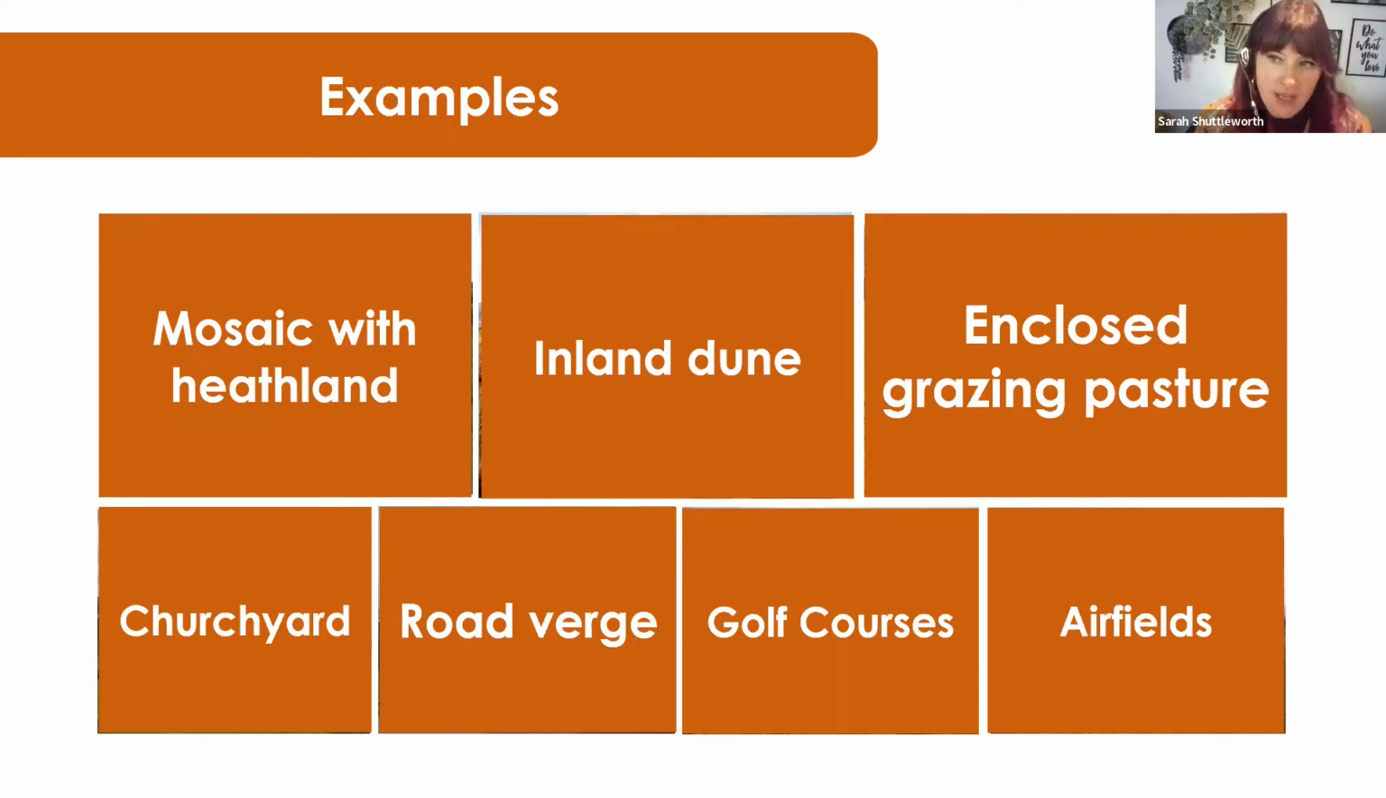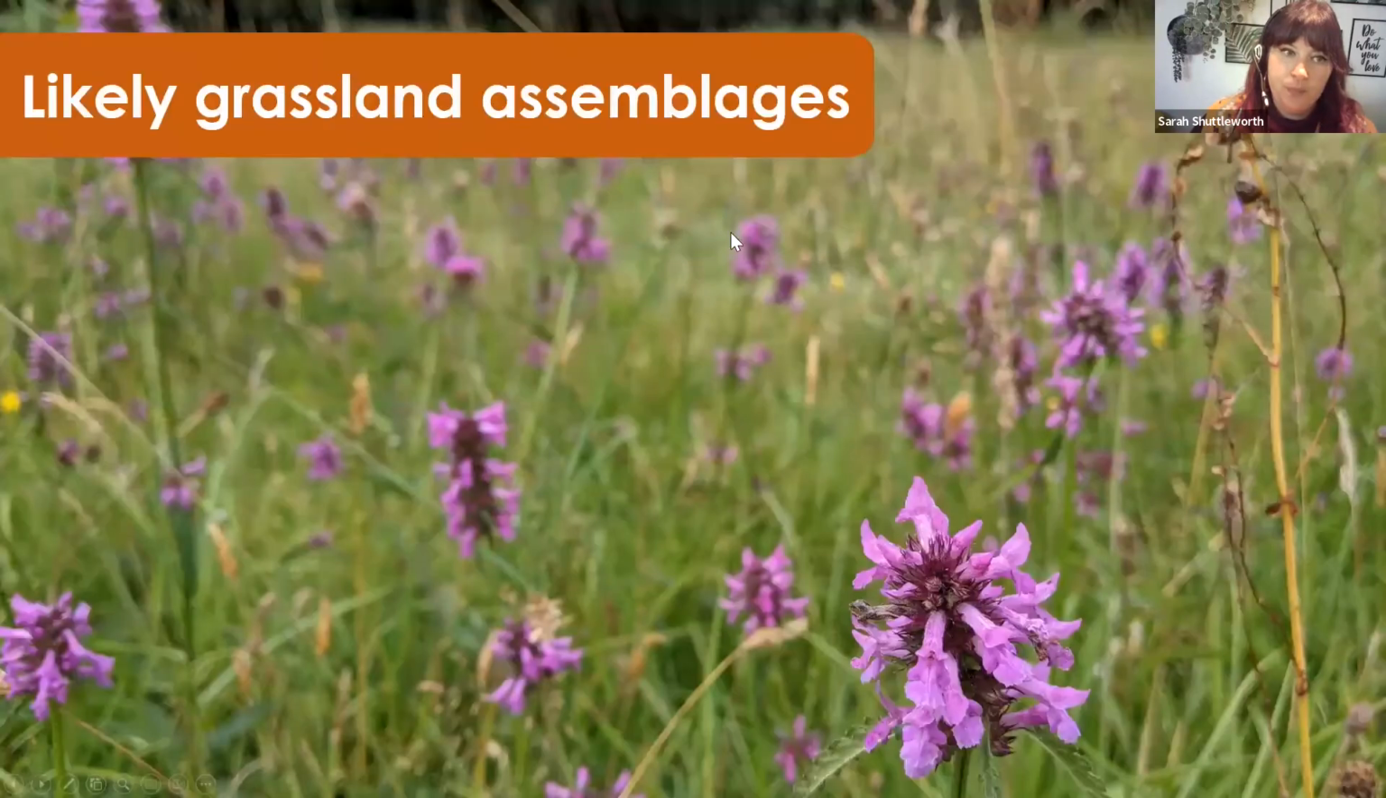So it's worth having a look if you're new and you've got your NPMS 1 kilometre square and you're trying to work out where you might find certain habitats. All of these sorts of things could be an example. Next, the likely grassland assemblages that you're going to have.